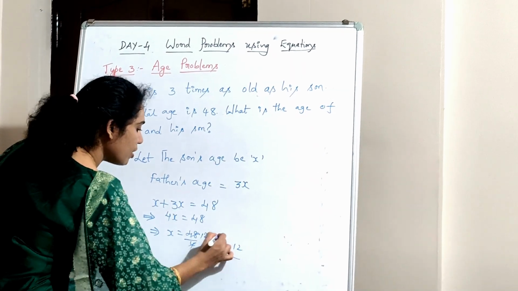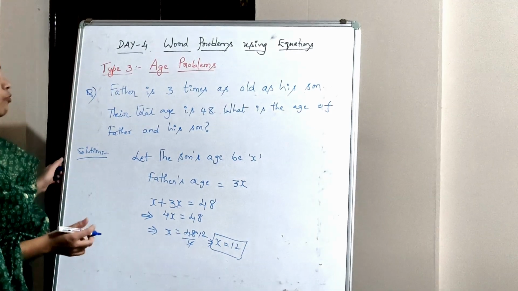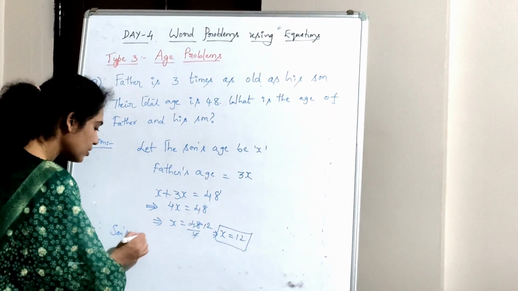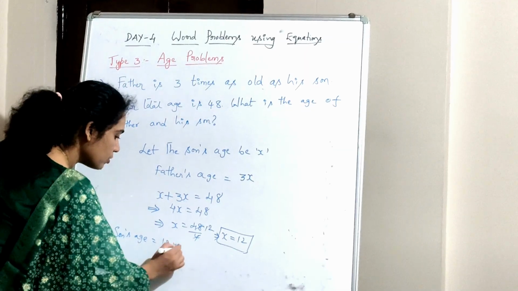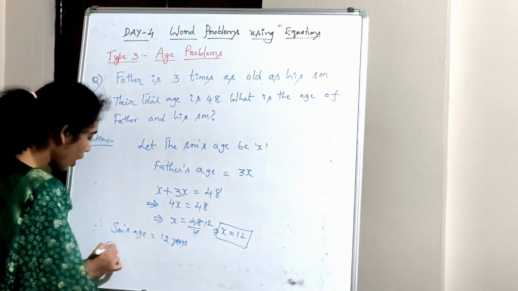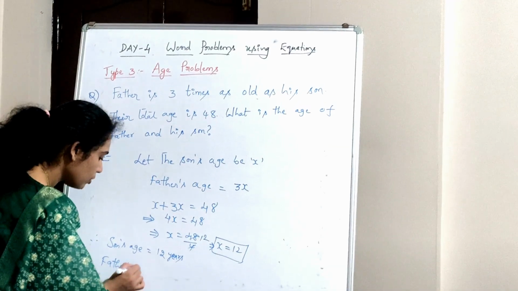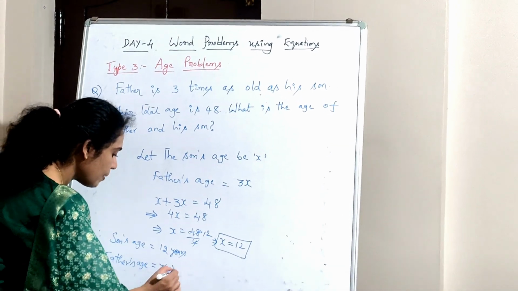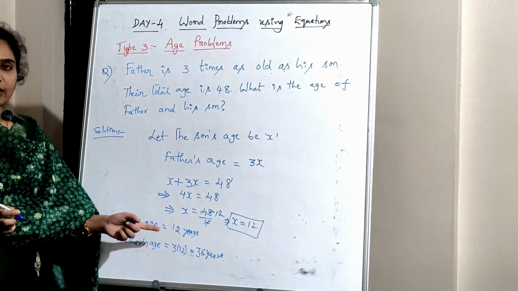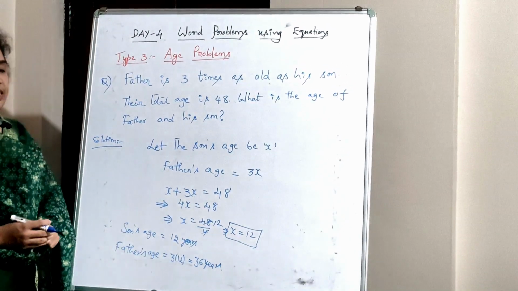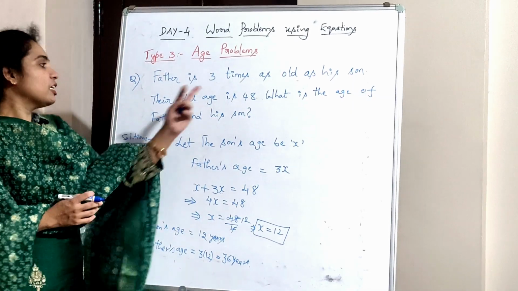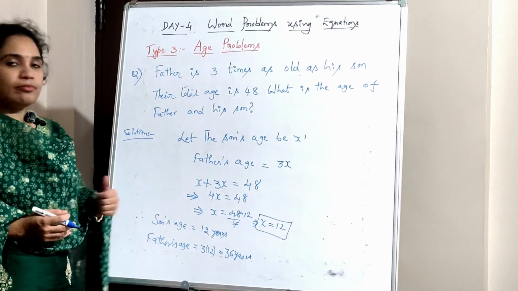So we have x is equal to 12. What is x? x is the son's age. So therefore son's age is 12 years. Now what is the father's age? Father's age is 3 times the son's age. So father's age will be equal to 3 into 12, that is 36 years. So we have son's age is equal to 12 years and father's age is 36 years. Now add these two. 12 plus 36 is 48 years, which is given in the question. So the ages are correct.